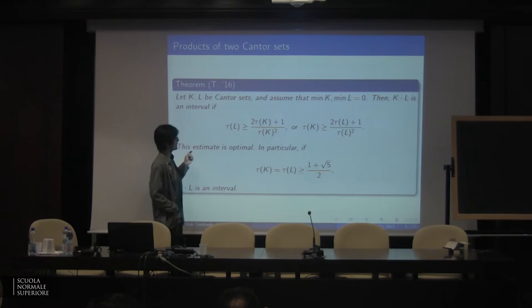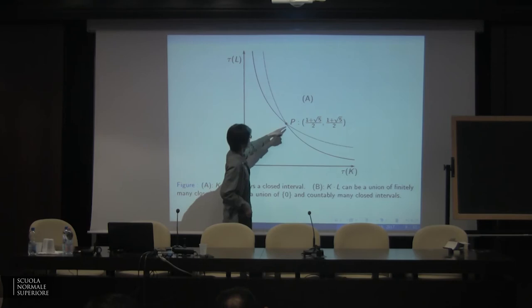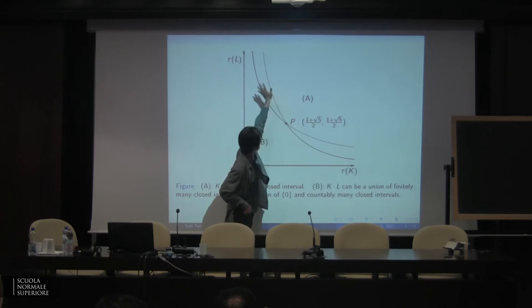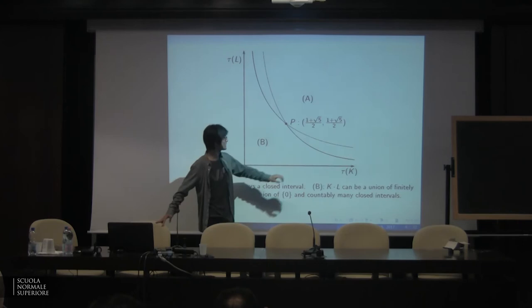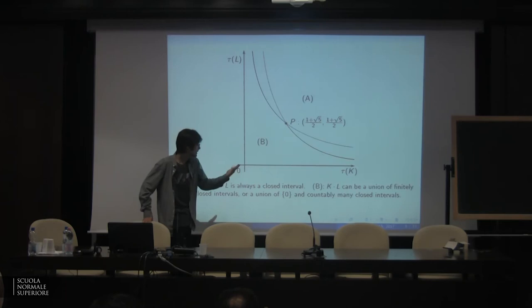And also, if the two thicknesses are the same, then the golden mean shows up. What's the graph? This is the graph. So we have these bold curves. If the thickness is above this region here, then the product of two Cantor sets is an interval. If you pick thicknesses from here, then it can be whatever. Products of two Cantor sets can be a union of finitely many closed intervals or countably many closed intervals.